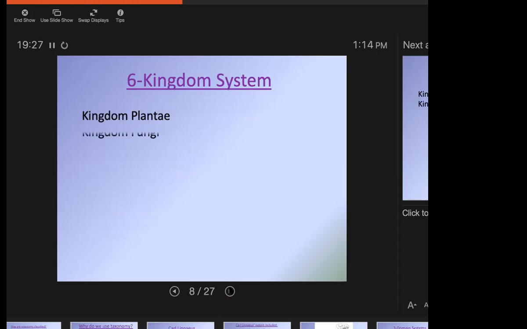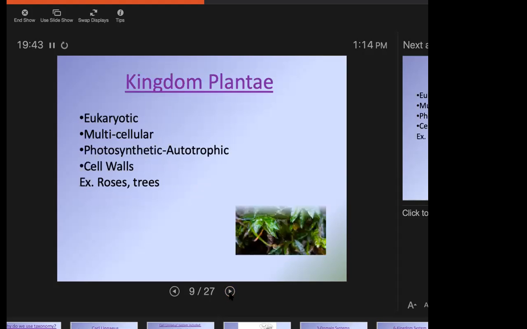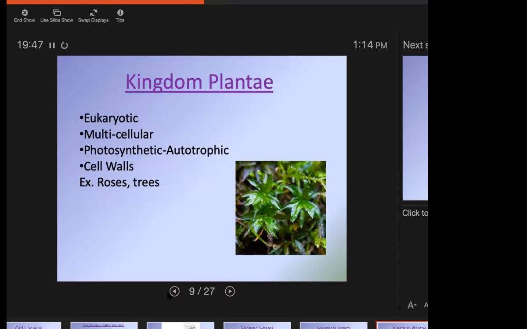So these are then the kingdoms in those groups. Okay, so 6 kingdoms. We're not going to spend too much time on this. We've already talked about plants. Does anyone have any questions about what makes something a plant? Anybody? I hope not. Okay.